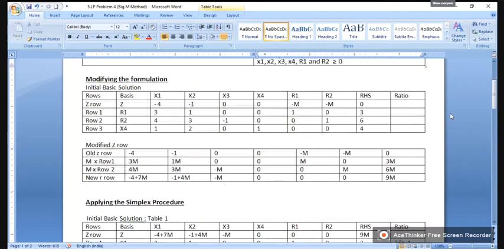We modified the Z row. What are the elements of the Z row? Minus 4, minus 1, minus 3, 0, 0, minus m, minus m, 0. You have to multiply row 1 with m, and multiply row 2 with m. So you can get the coefficients like this. The new Z row will be: you simply add all the three. You can see.